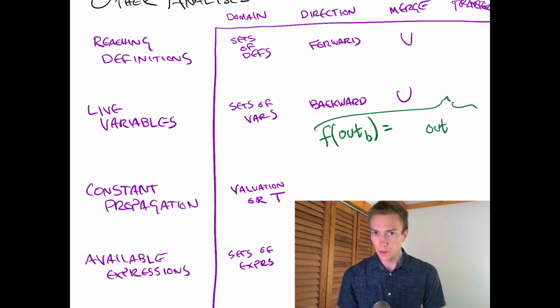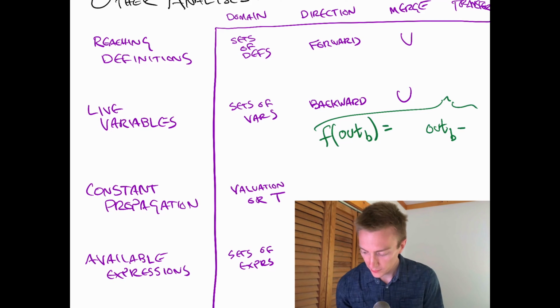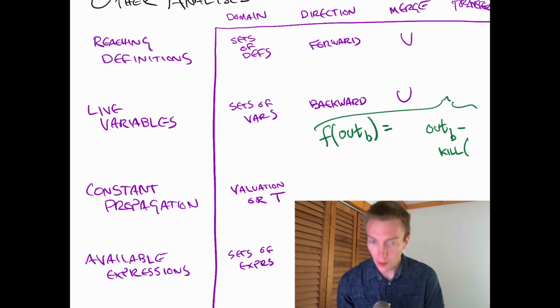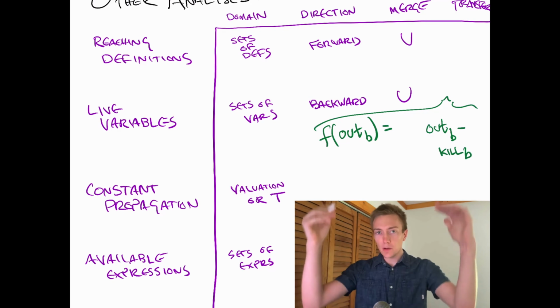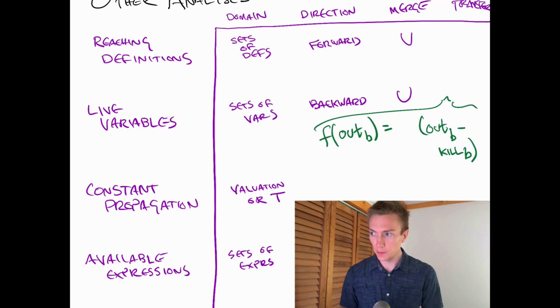And like before, this is going to have to do with set operations. We're going to take the set difference, to take the things that were live at the end and remove variables that were killed during this basic block, that is, assigned to. Those definitions, you can just write kill B, are not live at the beginning of the basic block. So it's all the things that were live at the end, except for those ones that we killed somewhere in the middle of the basic block.